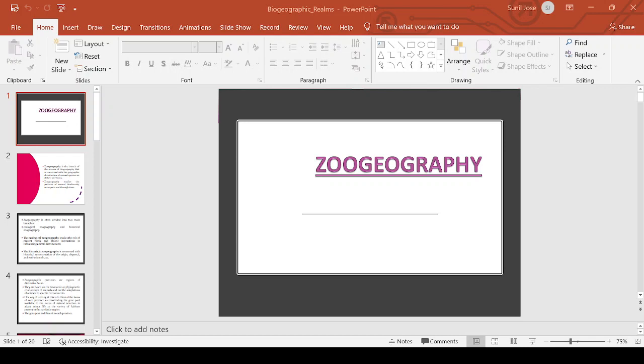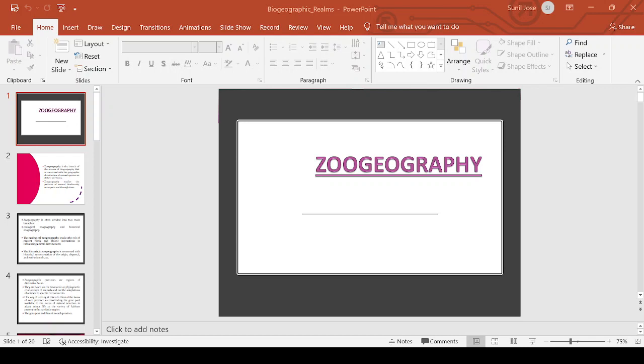Other than that, there is not much difference from what Huxley and Sclater have proposed. So presently, we are following a system that is put forward by Wallace, and that classification is generally accepted and followed nowadays.